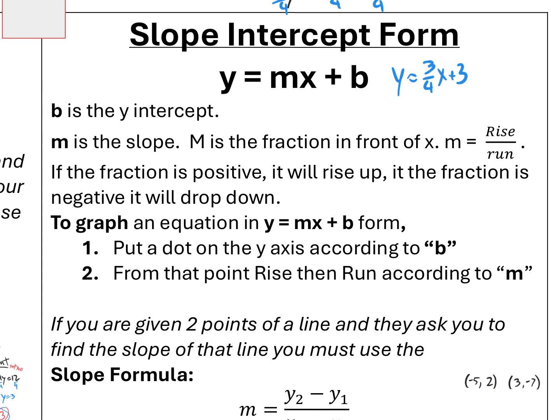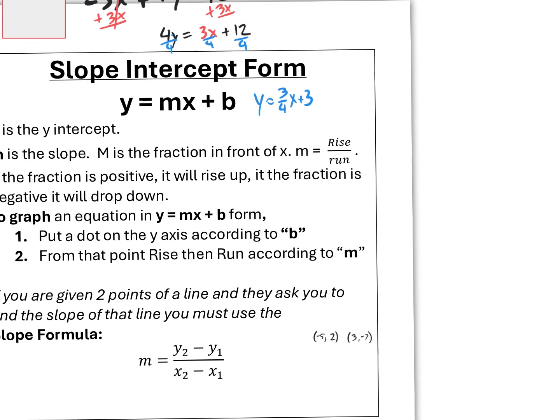Okay, so anyways, how do we graph using this form? To graph an equation in y equals mx plus b form, put a dot on the y-axis according to the b value. So you're going to put a dot at 3 on the y. It's this simple. Let's actually do that.